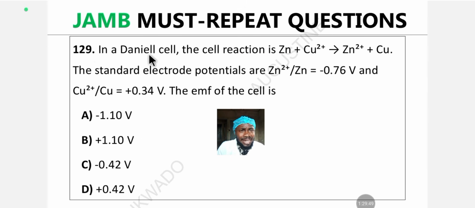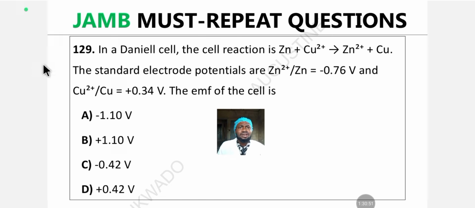Question 129. In a Daniell cell, the cell reaction is zinc metal plus copper 2 ion gives zinc 2 ion plus copper metal. The standard electrode potentials are zinc 2 ion slash zinc metal equal to minus 0.76 volts and copper 2 ion slash copper metal equal to plus 0.34 volts. The EMF of the cell is what? A. Minus 1.10 volts. B. Plus 1.10 volts. C. Minus 0.42 volts. D. Plus 0.24 volts. What's the answer? This question is the cheapest question among these Jamb must repeat questions. Drop the answer in the comment section.